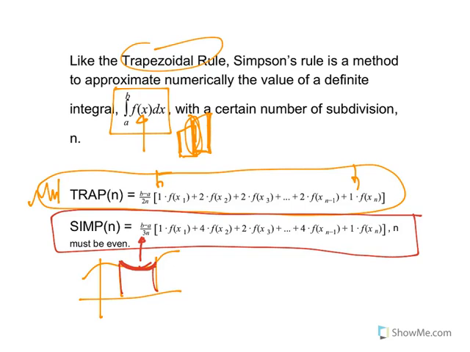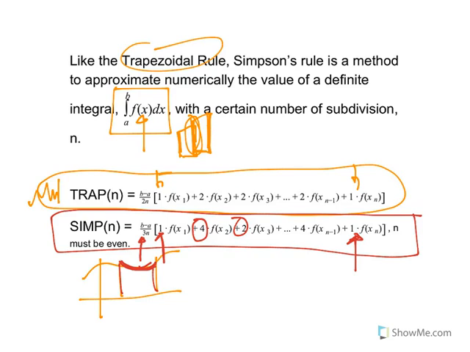And the other thing is the coefficients. It starts with 1 at the front and ends with 1 at the end, but in between it bounces back and forth between 4, 2, 4, 2, 4, 2, and ends with 4, 1. So we have 1 on the front and the back, and then it goes 4, 2, 4, 2, repeating until we get to the next to last subdivision and the last subdivision.